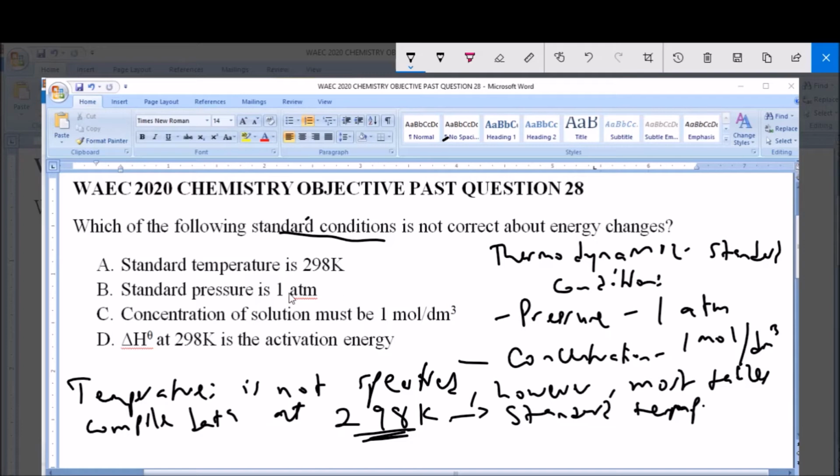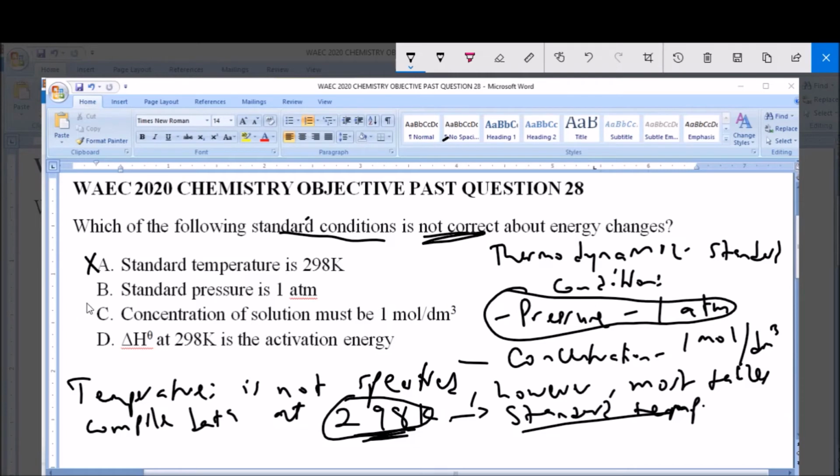So let's look at each of the options and see which one is not correct when it comes to these standard conditions. Now, A. Standard temperature is 298 Kelvin. We have rightly established that the 298 Kelvin is often regarded as standard temperature in thermodynamics. So this is correct and hence is not the answer to this question. B. Standard pressure is 1 atm, as we have rightly established here. In thermodynamics, pressure is 1 atm, so this is correct and hence cannot be the answer to this question.